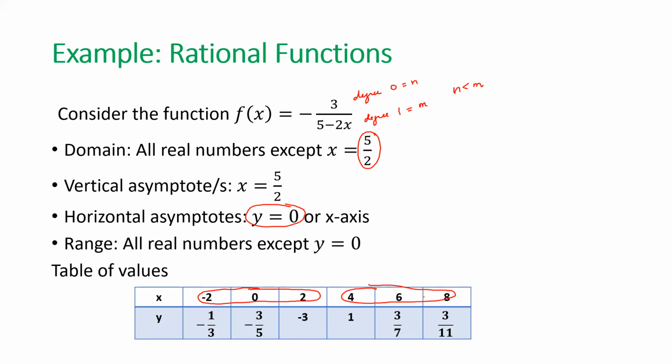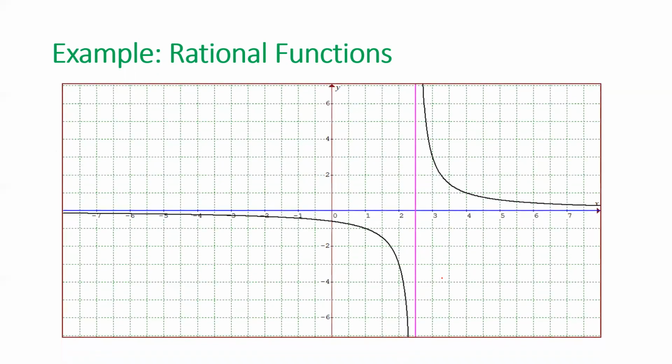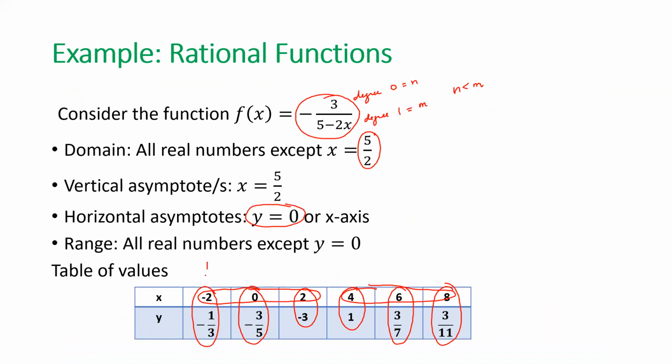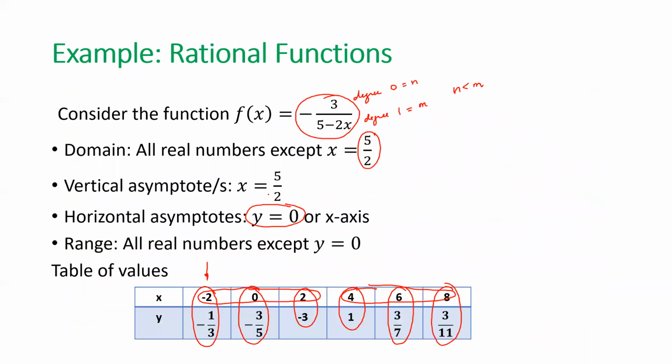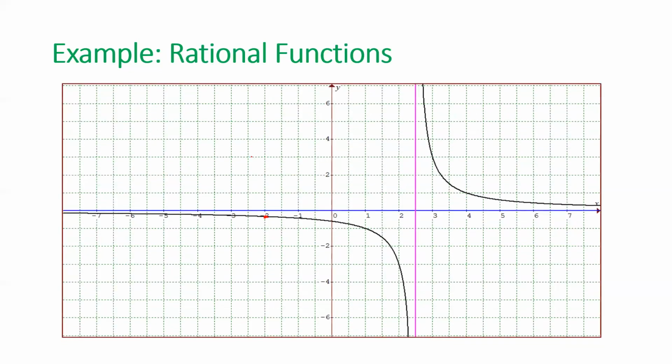Using these x values and substituting them into the given function, we solve for the y values. So here we have the points negative 2 comma negative 1/3, 0 comma negative 3 over 5, 2 comma negative 3, 4 comma 1, 6 comma 3 over 7, and 8 comma 3 over 11. If we plot them on the Cartesian plane, we have the following. Going back here, we have negative 2 comma negative 1/3, and then 0 comma negative 3 over 5, and then 2 comma negative 3.